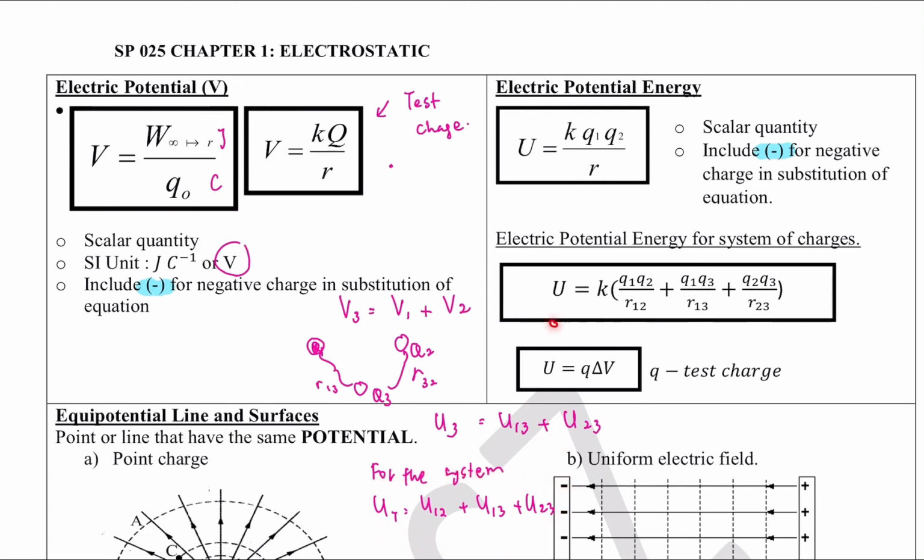So nampak kat sini tak, U equal to K Q1 Q2 over R12, plus Q1 Q3 over R13, plus Q2 Q3 over R23. So kena pandai differentiate soalan. Kalau soalan kata total, kena tambah semua.